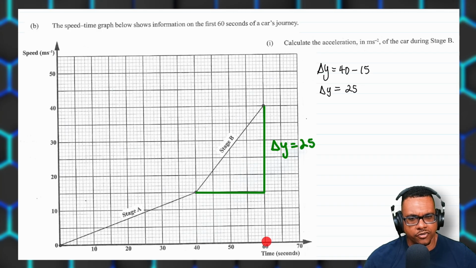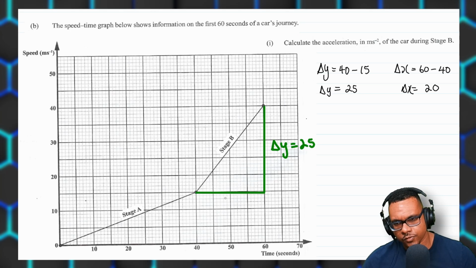Now let's look at our horizontal distance. We have from 40, as you can see here, to 60. So we just have to take away 40 from 60, and we get our change in x. So our change in x is equal to 60 take away 40, and that would be 20. So here our change in x is 20.